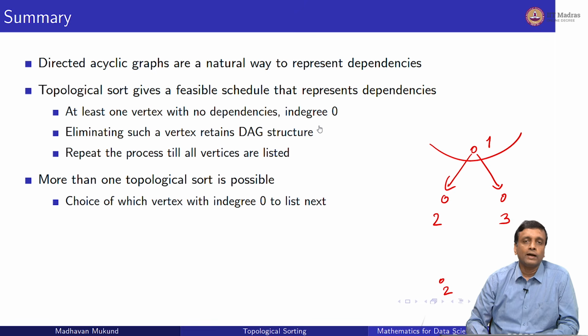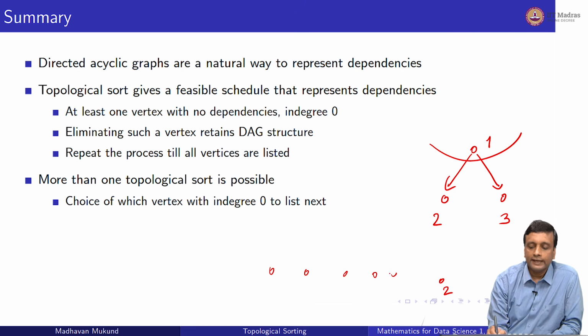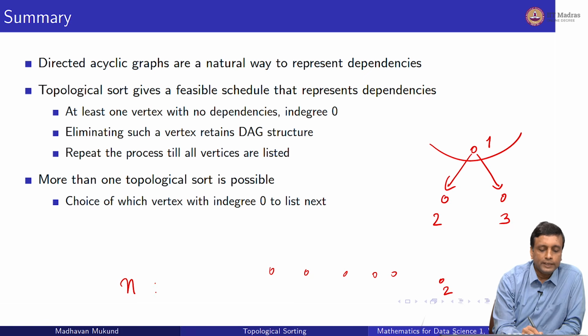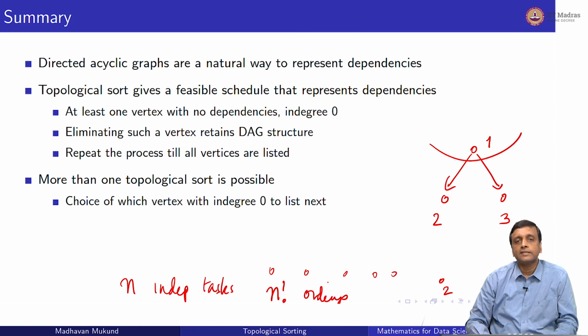In particular, if you have no dependencies, right? If all the tasks are independent, then any ordering is possible. So if I have n independent tasks, right, then I would have n factorial orderings. So the number of topological orderings can be very large. So we are not really interested in computing at this point the number of topological orderings. We are interested in finding one of them.